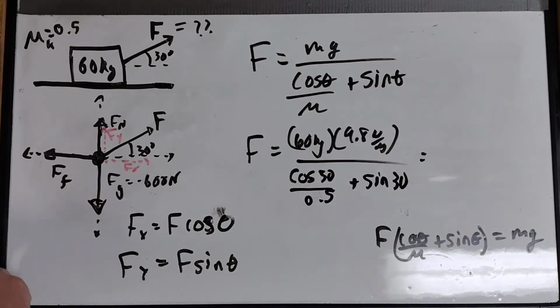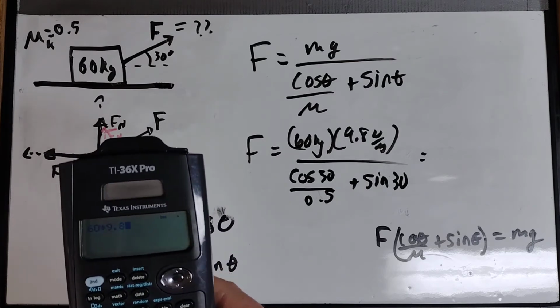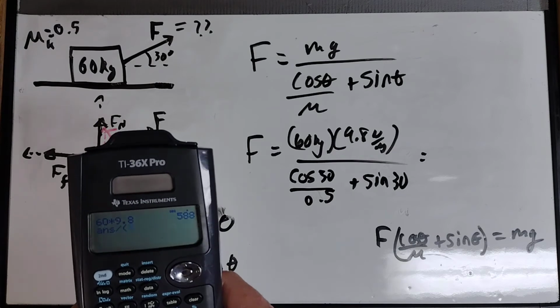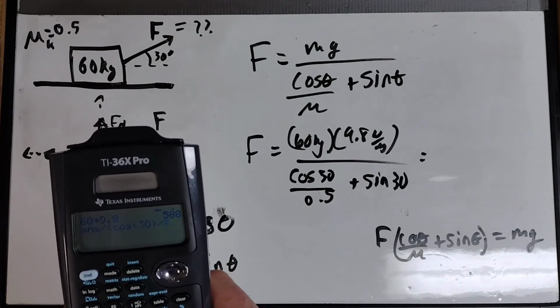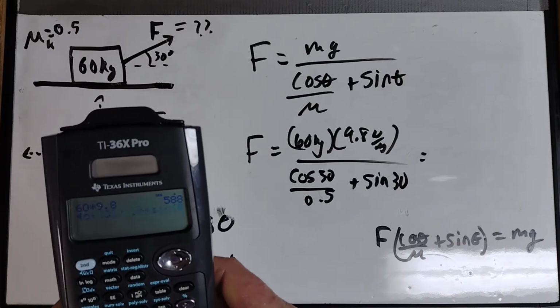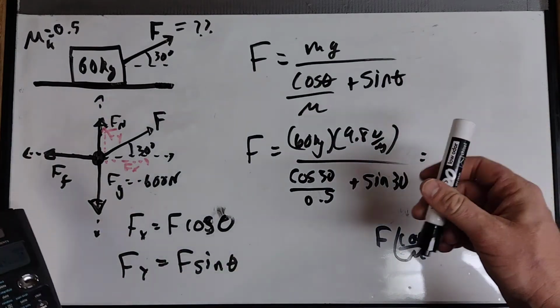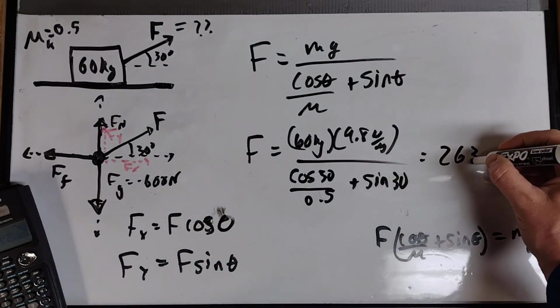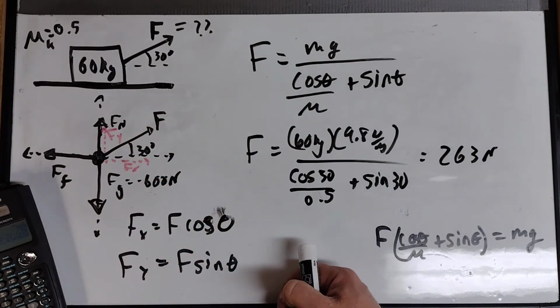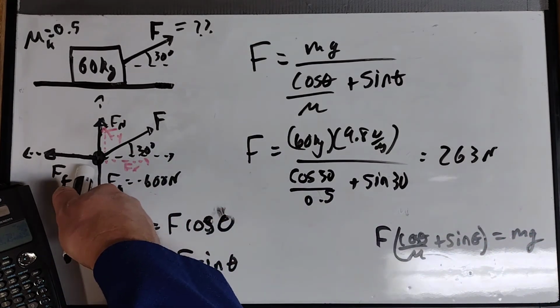That's going to equal something. We'll see if it makes kind of sense. 60 times 9.8 is 588 divided by cos of 30 divided by 0.5 plus, oops, no, I won't need a parenthesis, times sine of 30. And I got about 263 for the force, F. Yeah, so there you go. Looks good. And there's really no other good way to do it. That seems reasonable. 263. So that means the force of friction is 263.